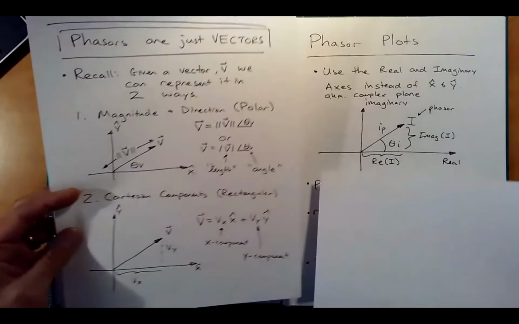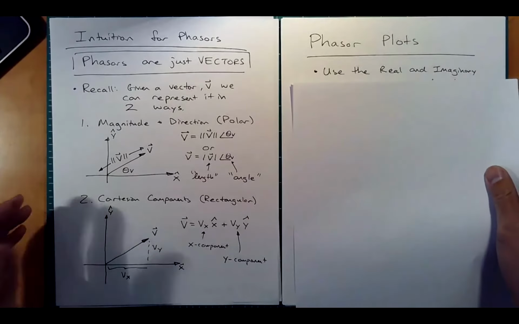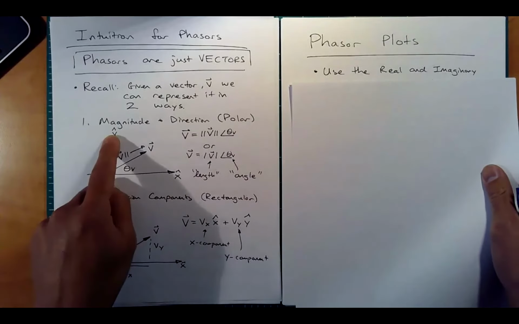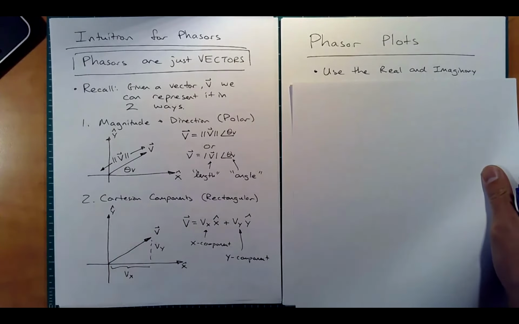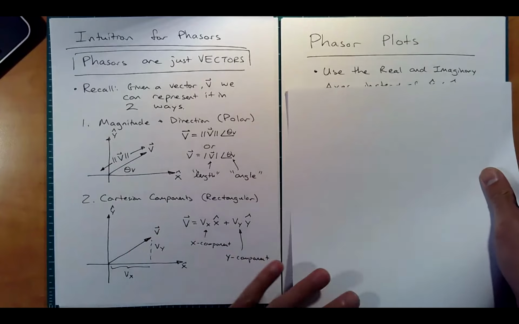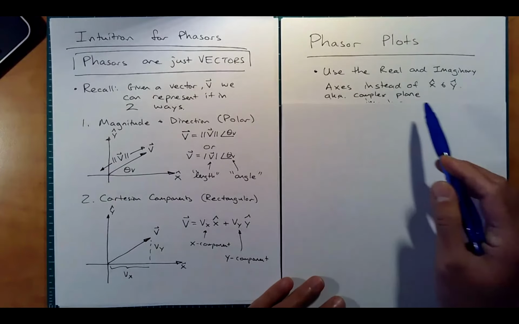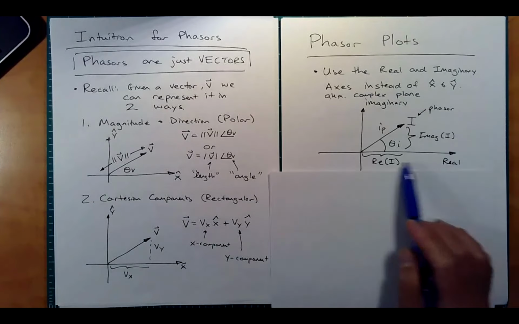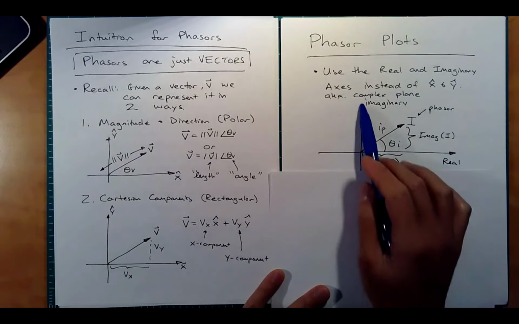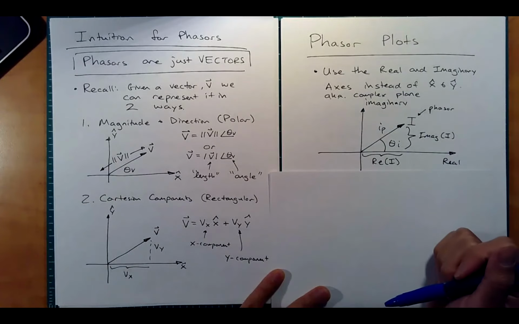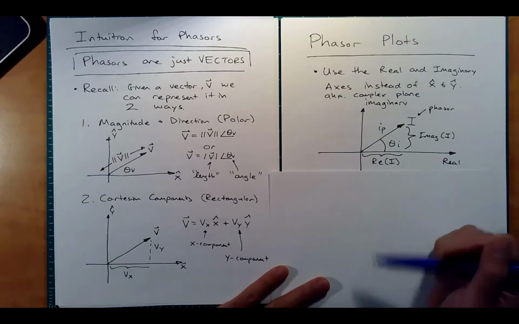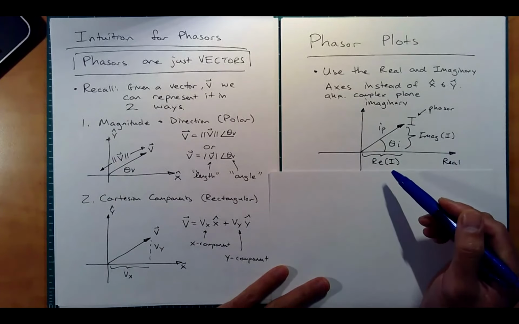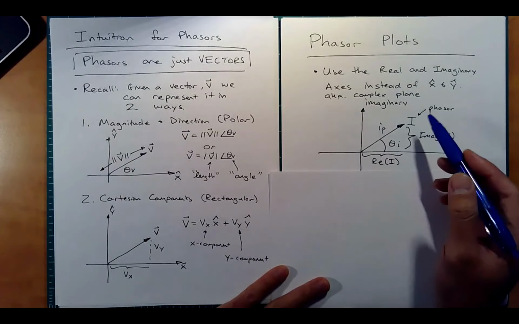Now, for phasor plots, we are not going to just plot it on the x hat and y hat plot. We're going to plot it on the complex plane. We're going to use the real and imaginary. Instead of the x hat and y hat axes, we are going to use the real axis and the imaginary axis. Now, there are some videos that describe imaginary numbers, and I'll probably put some links into the description. Check it out.